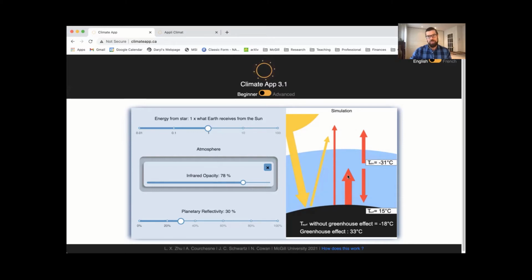This fat red arrow here is thermal infrared radiation that's absorbed by the atmosphere, right? That's what the greenhouse effect is all about. And then here's the atmosphere radiating that absorbed energy equally up and down.